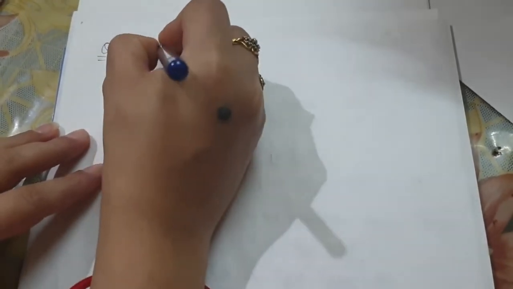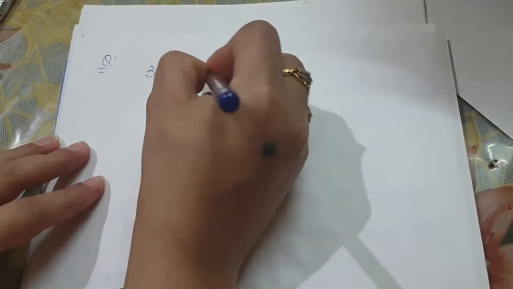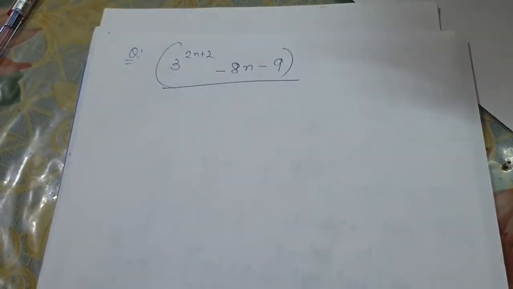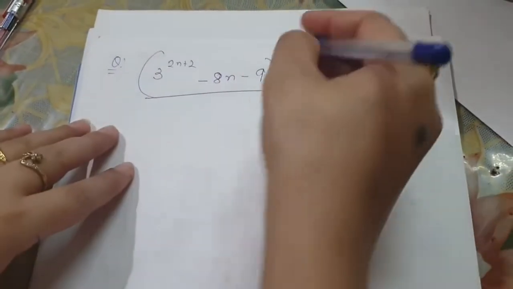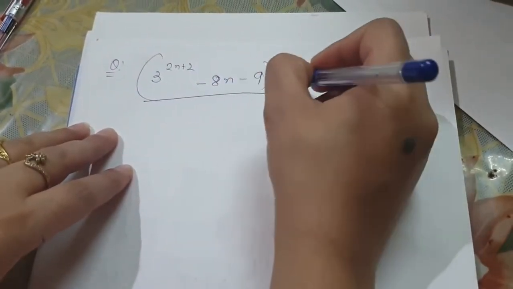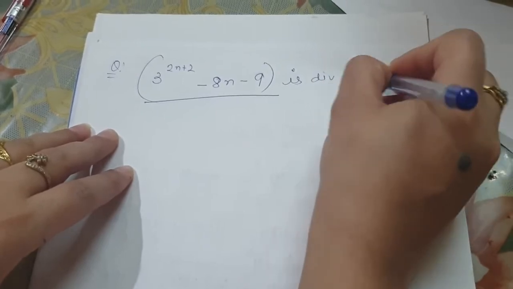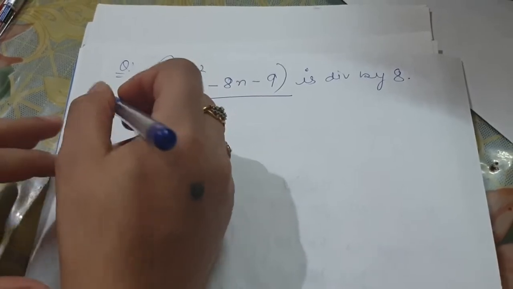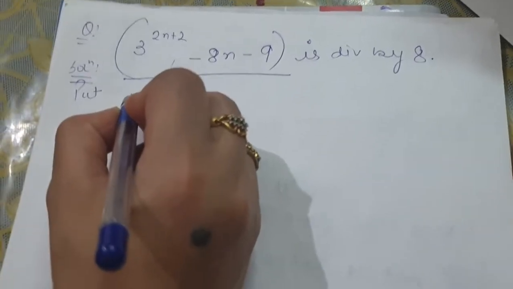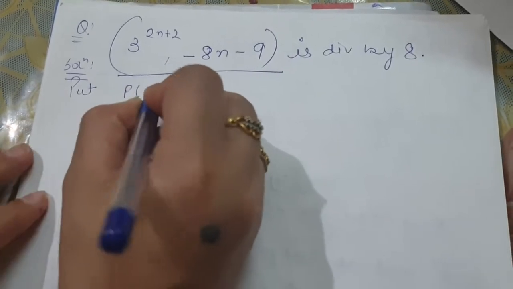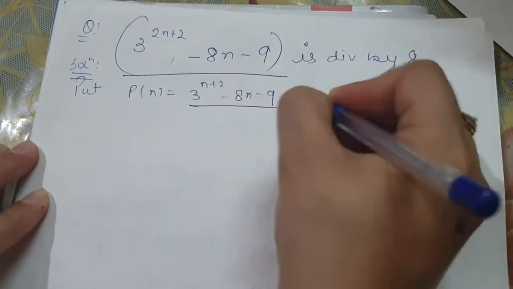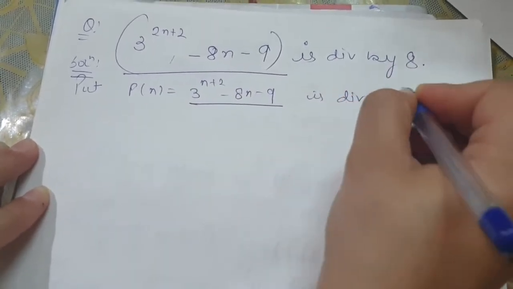Solve 3 raised to power 2n plus 2 minus 8n minus 9. You can easily see that I take this complete expression, which is a complete heavy expression. I have to prove that this complete expression is divisible by 8. Fine. So by putting this expression, p of n equals 3 raised to power 2n plus 2 minus 8n minus 9, this one is divisible by 8.